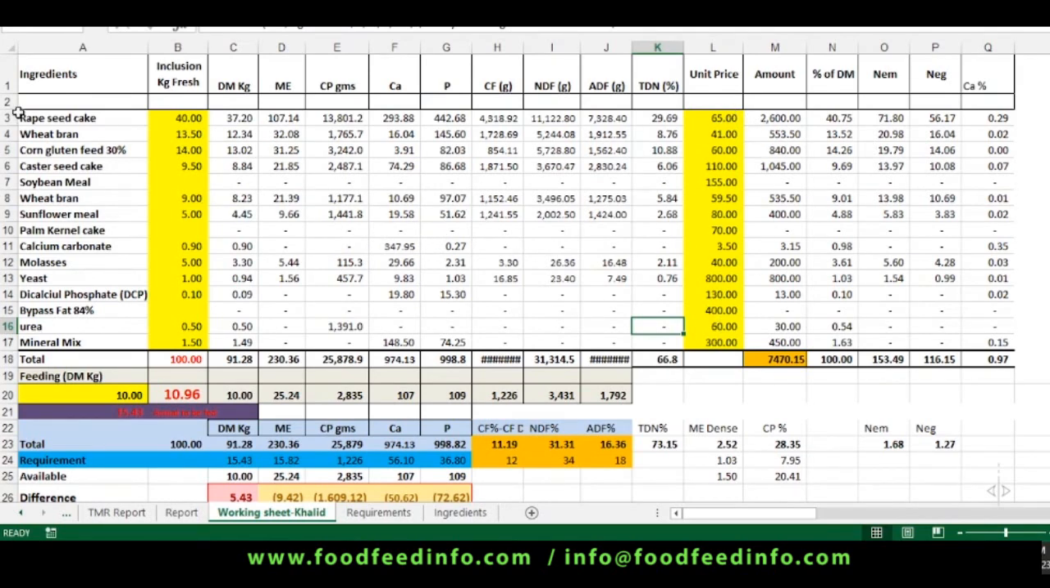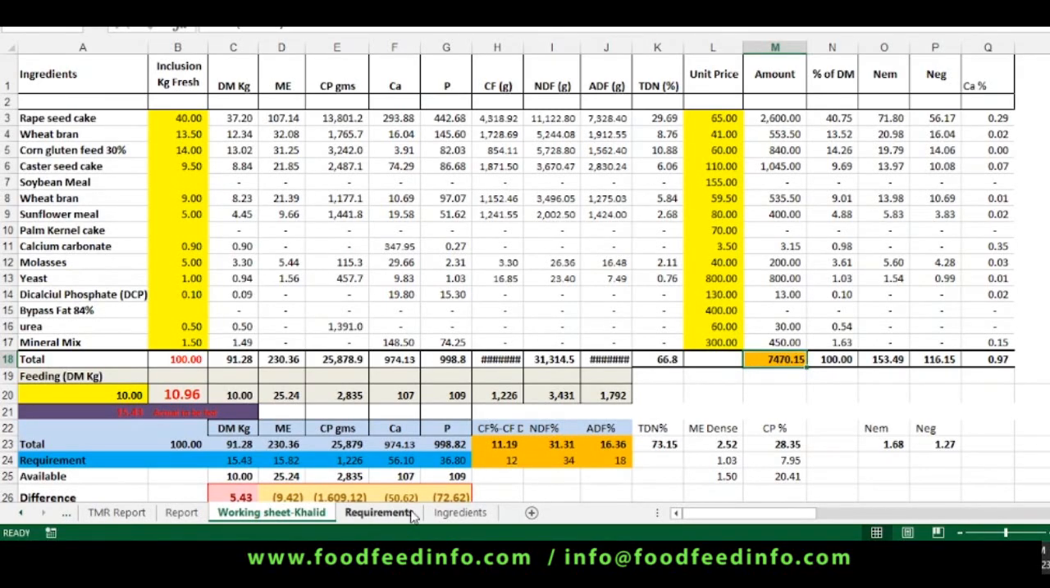Price of the feedstuff. So like rapeseed cake, if it is 65 rupees, suppose, it will calculate the actual price, and this cell will give you the value of the price of the feed per 100 kg. So a 100 kg ration with this chemical composition will cost you 470 rupees.